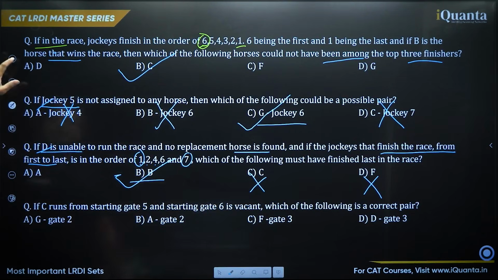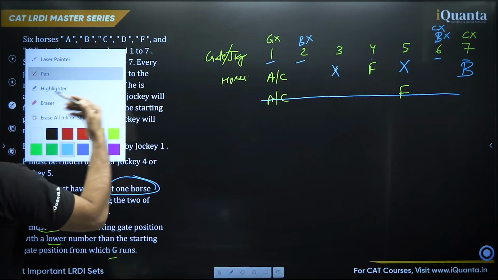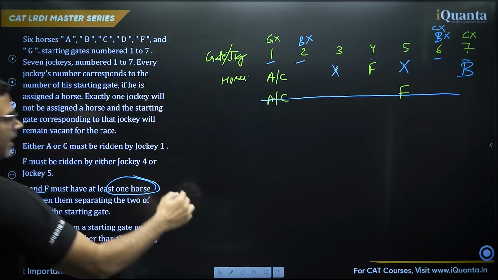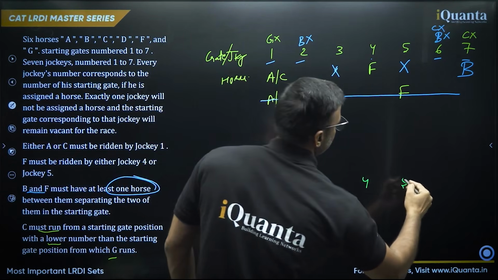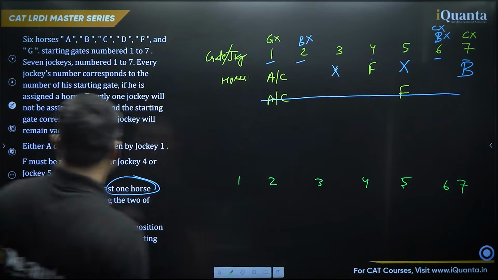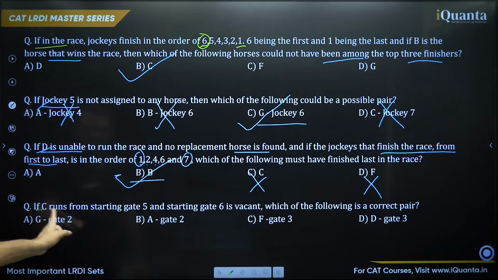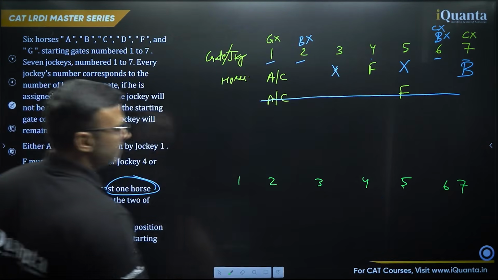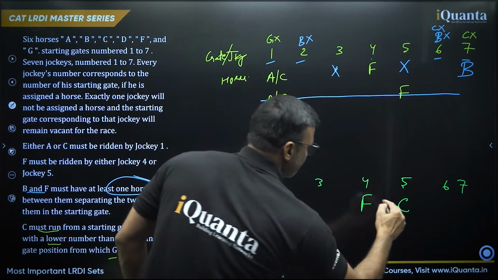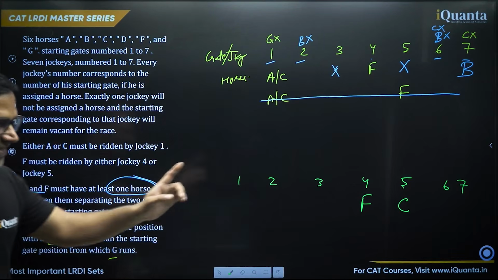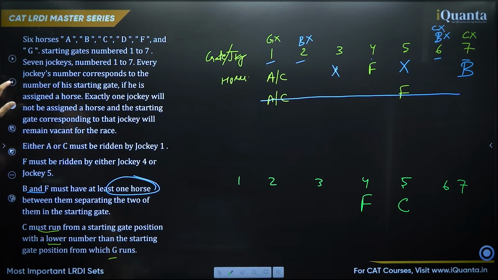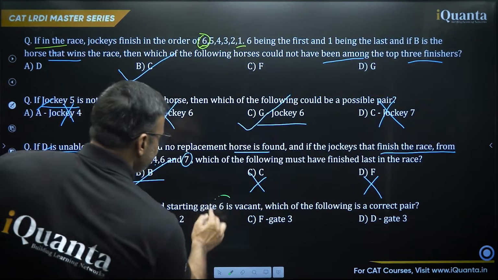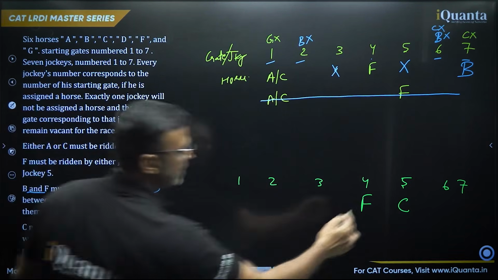Let's go back to that and take a fresh 1, 2, 3, 4, 5, 6, 7. The question is saying that C runs from 5, right? Then F will have no other option. And gate 6 is vacant.